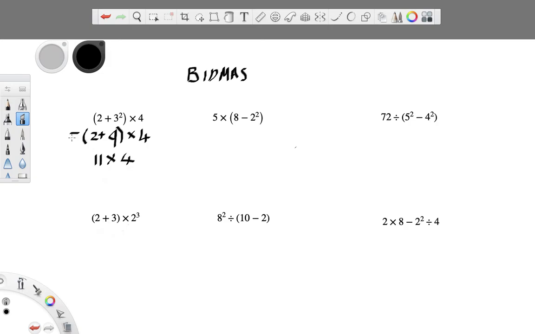As we've moved through the order of operations, we've dealt with that index, dealt with that bracket. Is there any division? No, there's not. Is there a multiplication? There is. 11 times 4, which is 44.